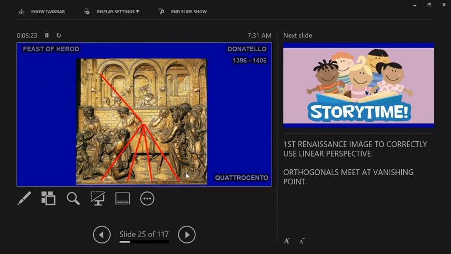Also, there is a sincere attempt, or a quite good attempt, at linear perspective. So all the orthogonals line up to a vanishing point in the distance. And then also there's another way to make things look like they're close or far away, and that's to have that high relief in the foreground and the low relief in the background.